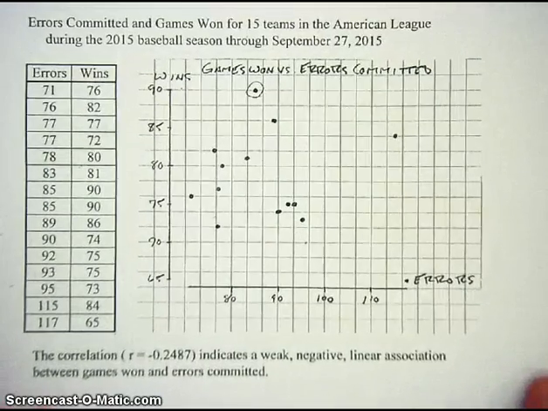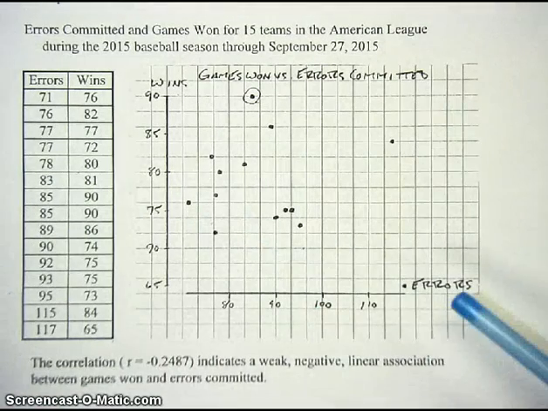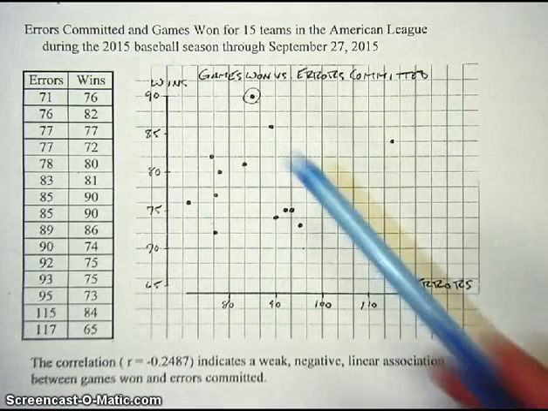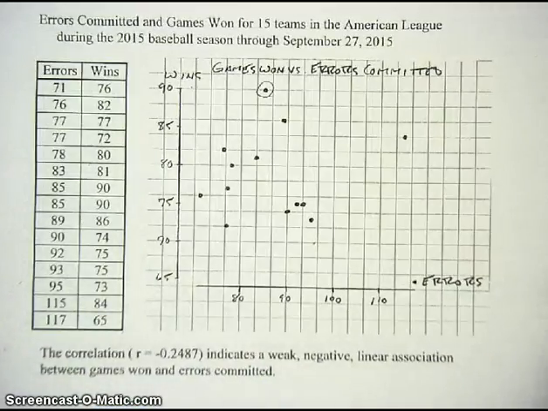Here's a third example we looked at, games won versus errors committed, and we saw that this was a very weak linear association between games won and errors committed, and the correlation worked out to be negative 0.2487. That indicates a weak negative linear association between games won and errors committed. Now, how do you calculate these things?